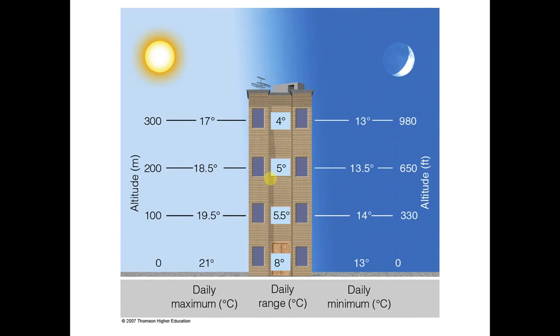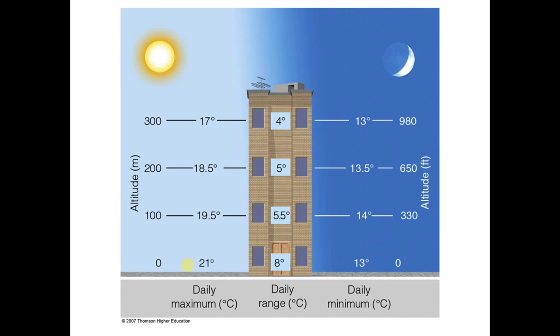There are other factors that affect how large the daily diurnal variation temperature is that we'll talk about. But in this example, at the surface, daily maximum temperature is 21 Celsius, which is 70 Fahrenheit. Daily minimum temperature is 13 degrees Celsius, or 55 degrees Fahrenheit. So that's an 8 degrees Celsius daily range, which is about 14 or 15 degrees Fahrenheit.